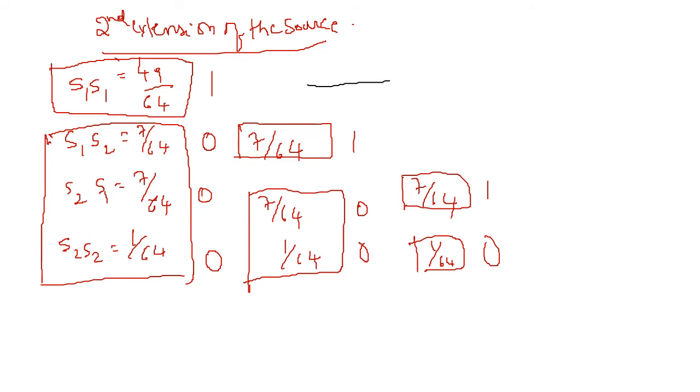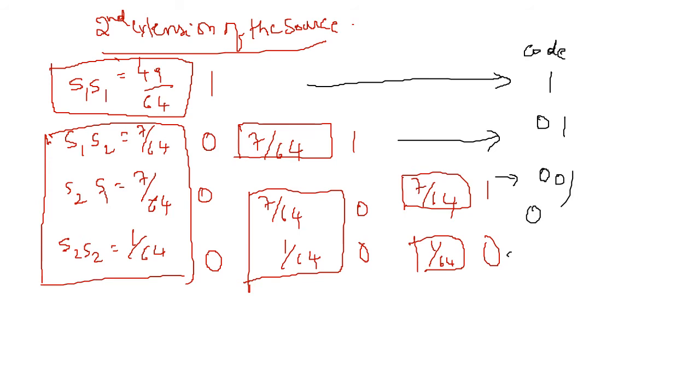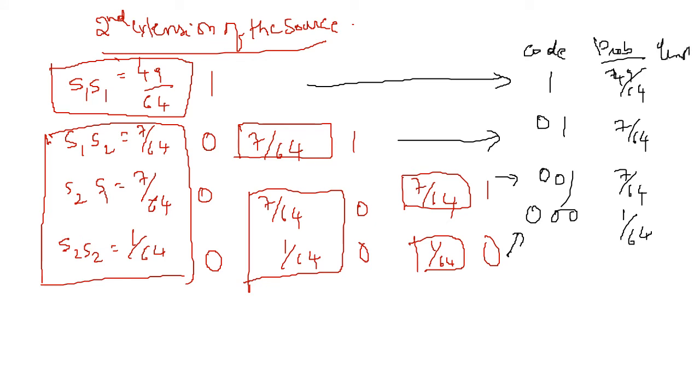Next we'll try to write the code for this. As per the algorithm, read the code row-wise. So the code will be 1, then 0 1 for the second row, third row 0 0 1, and fourth row if you try to write, you are going to get 0 0 0. Now these are the codes. The probability values we already know, which are 49/64, 7/64, 7/64, and the last value is 1/64. And the respective lengths will be 1, 2, 3 and 3.